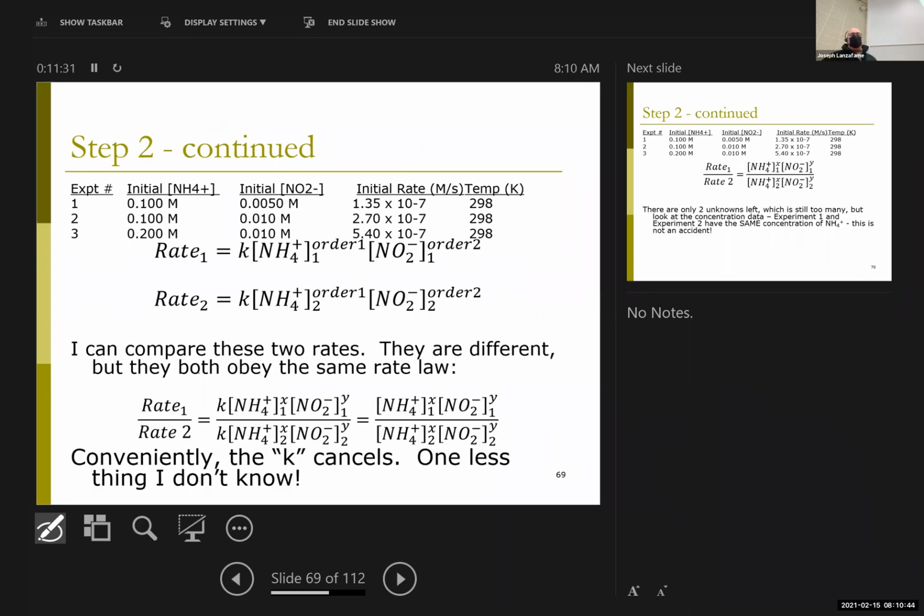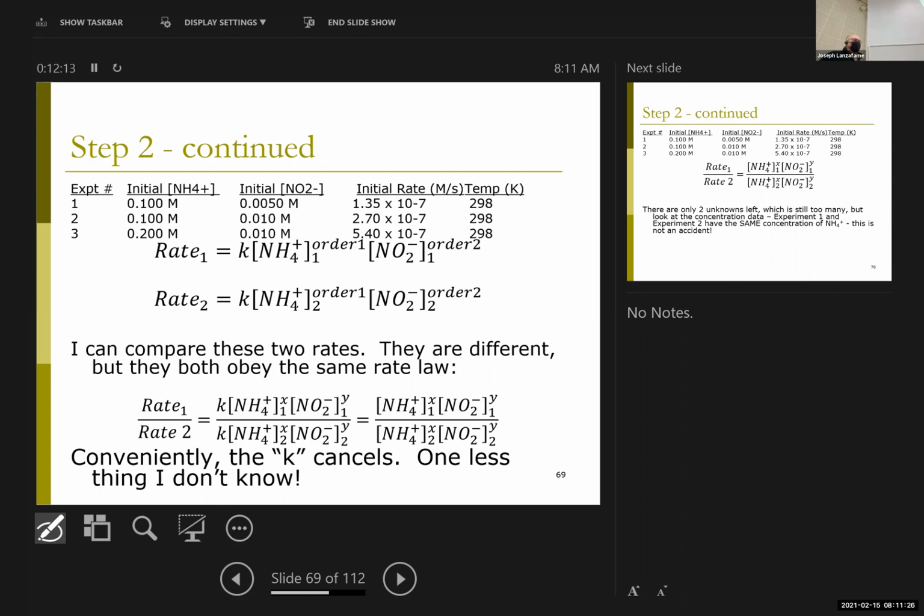If I look at experiment 1 and 2, there's only one thing that I changed, which was the nitrite concentration, and the rate changed as a result of that. And so what that means is a whole lot of things cancel if I use the two rate laws for those two experiments. Right off the bat, since they're all at 298 kelvins, the rate constant's going to be the same no matter what the orders of the reaction are, no matter what the concentrations are. And so they will cancel.